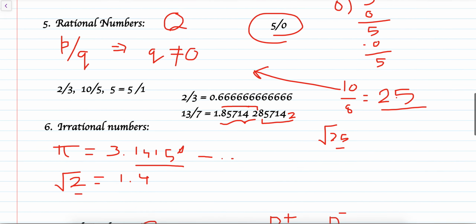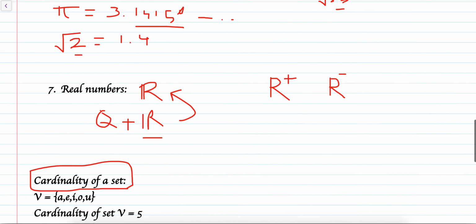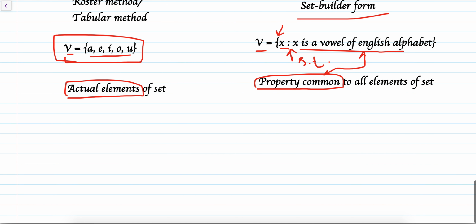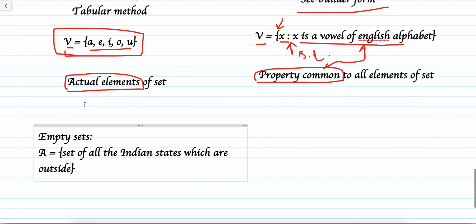So till now we have been looking at sets which had some elements inside them, but we can have a set for which there is no element inside it. We will call those types of sets empty sets. So we will see some examples, like we define A as a set which is the set of all the Indian states which are outside Asia.